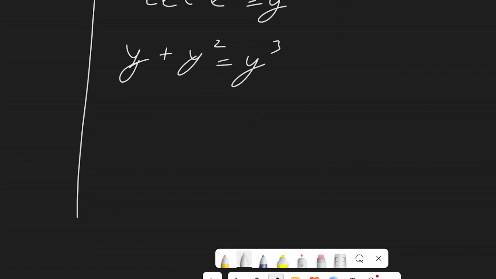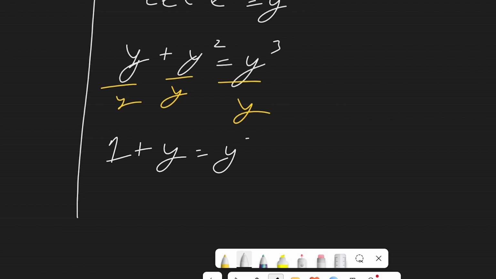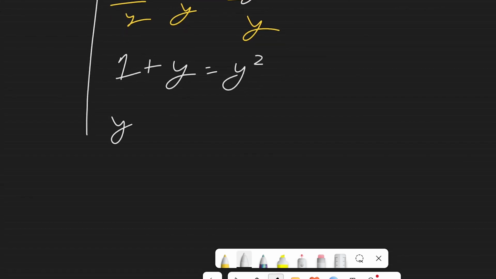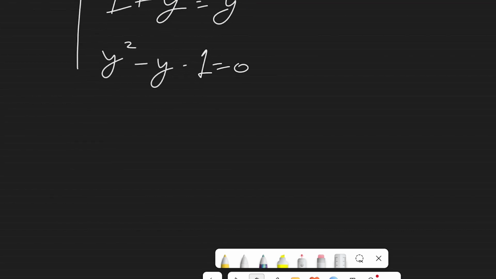Now I will divide the entire equation by y. Because there is a plus in between, we can divide the separate terms by y as well. The end result would be 1 plus y is equal to y squared. So, bringing the entire thing to one side, y squared minus y minus 1 is equal to 0. Now you can solve this quadratic equation.